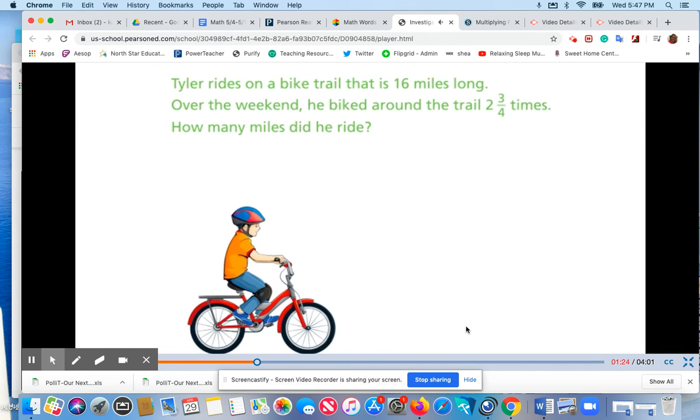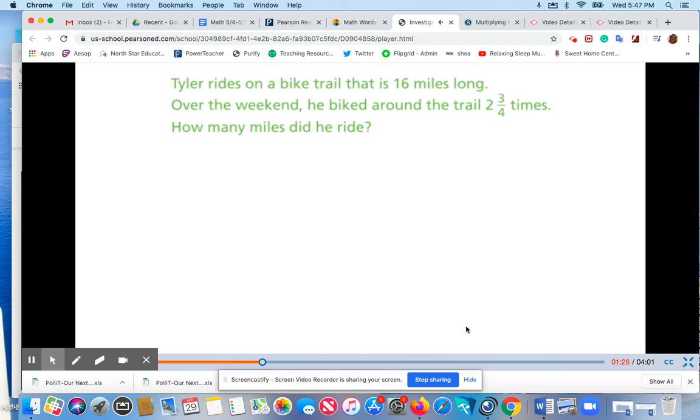Tyler rides on a bike trail that is 16 miles long. Over the weekend, he biked around the trail 2 3/4 times. How many miles did he ride? Tyler went around the trail 2 times and a little bit more. So the answer is definitely going to be more than 16 miles.